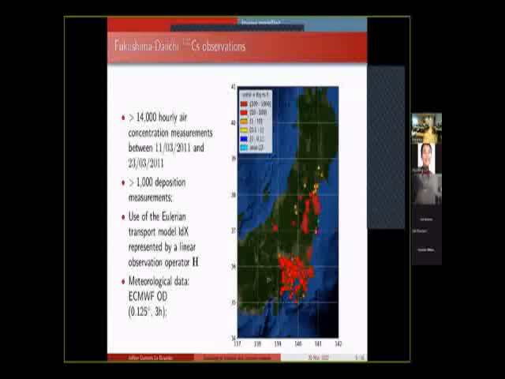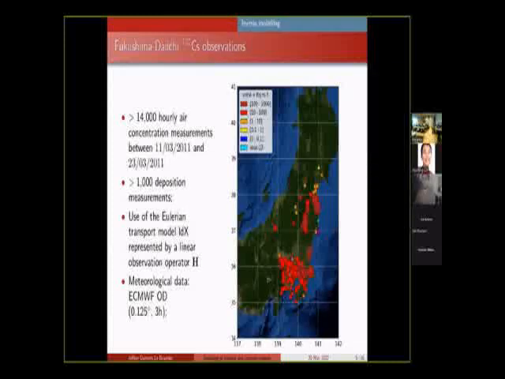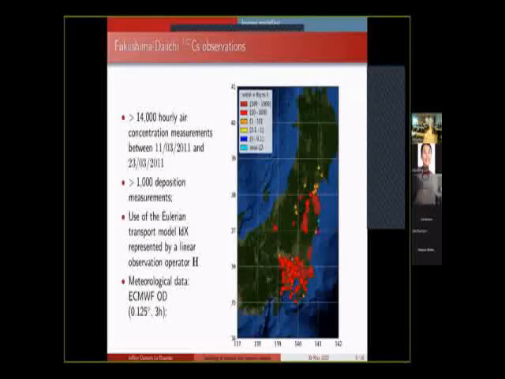So a lot more measurements between the 11th of March and deposition measurements, a transport model, of course, and it will be an Eulerian transport model, the one of IRSN, which will be represented by a linear observation operator H. This model needs meteorological data to run, and we use data from the ECMWF.